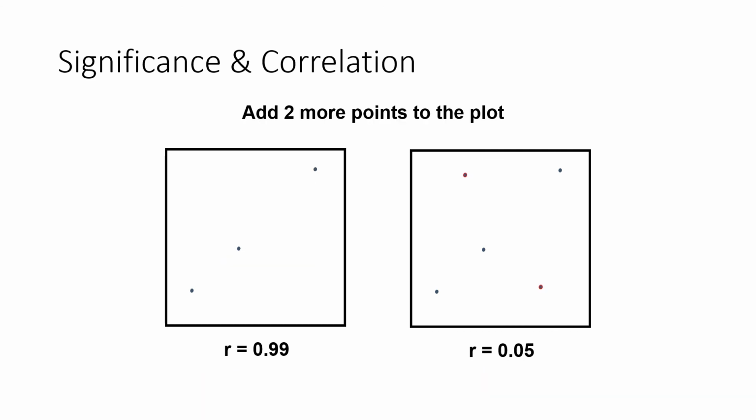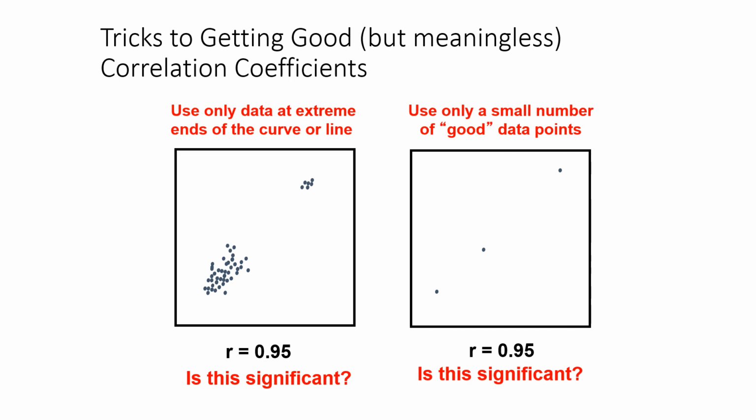Well, what could happen is that you measure 2 more points, and suddenly the correlation went from 0.99 to 0.05. So this is sort of saying that this correlation is not significant, but it would have been impossible to know unless you were able to measure the 2 extra points. So the intent is to have statistical methods that could look at just the 3 data points and determine whether it's likely significant.